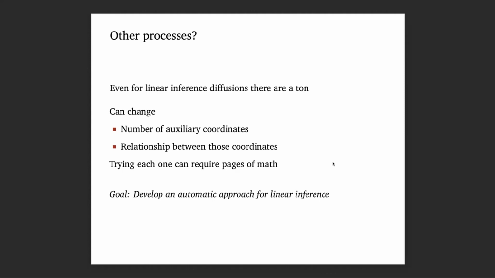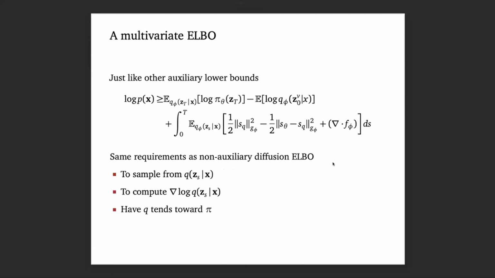Okay. And so our goal really is just to develop an automatic approach for even just linear inference, meaning that the stochastic process for inference is linear in the variable that you're evolving. And so the first step that you need is just a multivariate evidence lower bound. This is not much more work than the original evidence lower bound. It's just like adding an extra auxiliary coordinate.